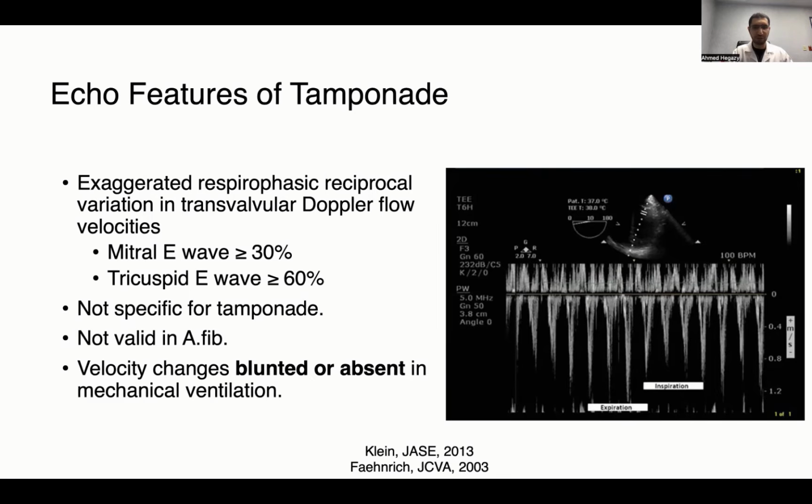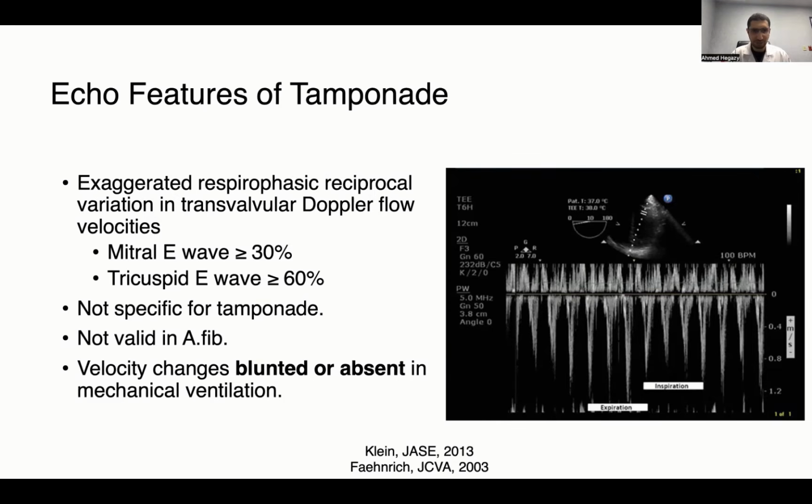Now, this respirophasic variation in ventricular filling is just a manifestation of pulsus paradoxus on echocardiography. As the patient breathes in, the right ventricle fills, and the left ventricle filling diminishes. And as the patient breathes out, the left ventricle fills. And so you see this exaggeration in variability of filling on the mitral E wave and the tricuspid E wave. I must say, however, that this is not specific for tamponade. We can see pulsus paradoxus in other conditions that we will go through later.